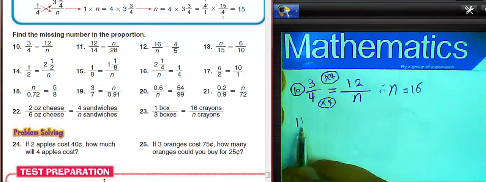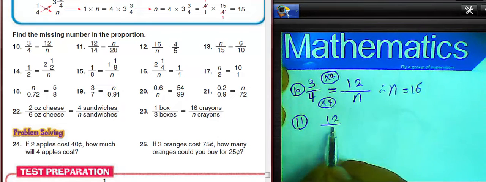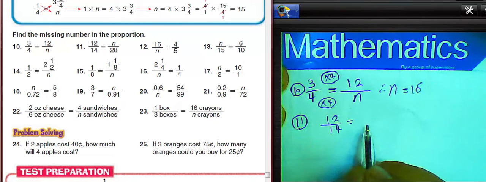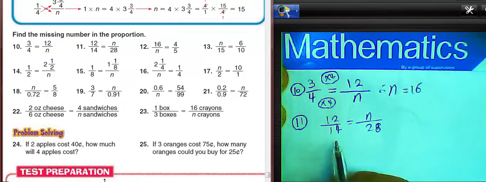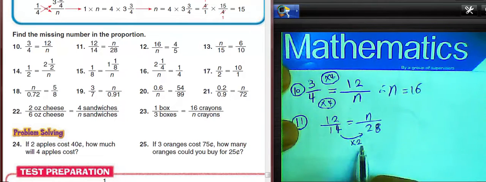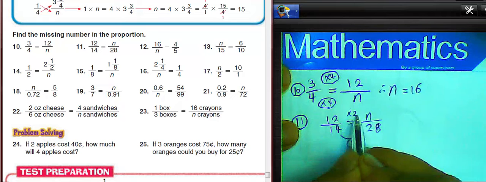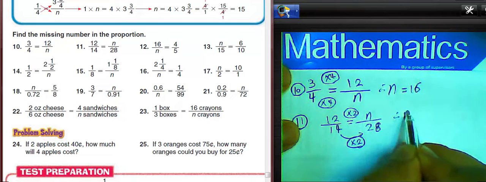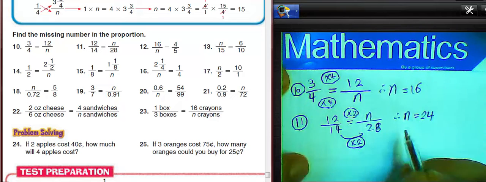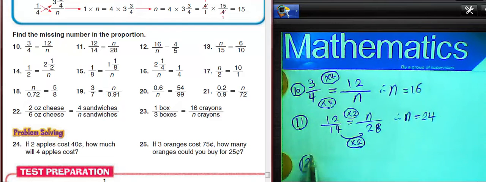Question 11: 12 over 14 equals n over 28. We know 14 multiplied by 2 equals 28. Then 12 multiplied by 2 equals 24. Then n equals 24.